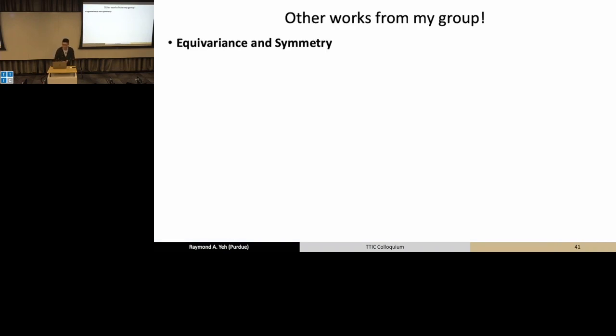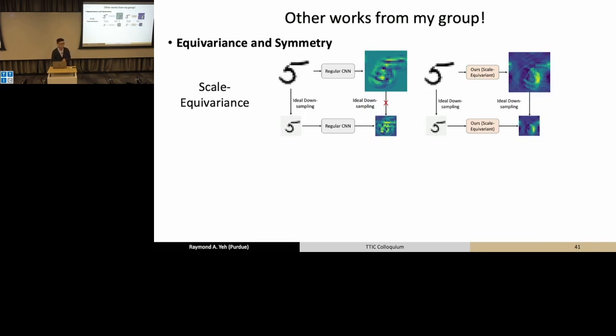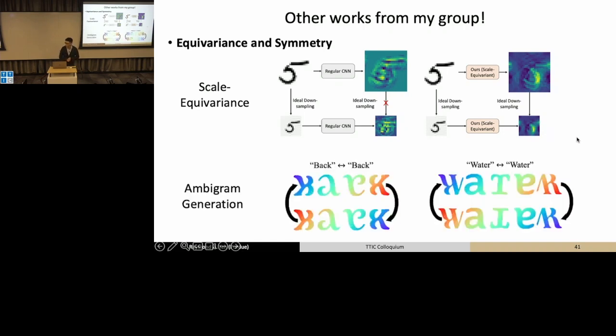I continue to work on equivariance and symmetry. We have some works on scale equivariance, where you can have a meaningful representation across scale. If you take a regular CNN, extract some features, and downsample, it's not going to be equivalent to downsampling first and then passing it to the CNN. However, we have a way to ensure this happens, and it shows some benefits of having scale equivariance.